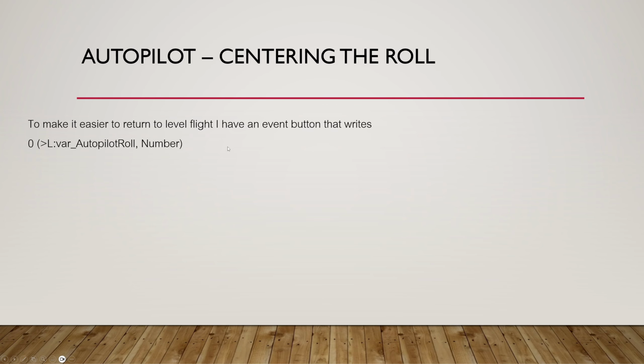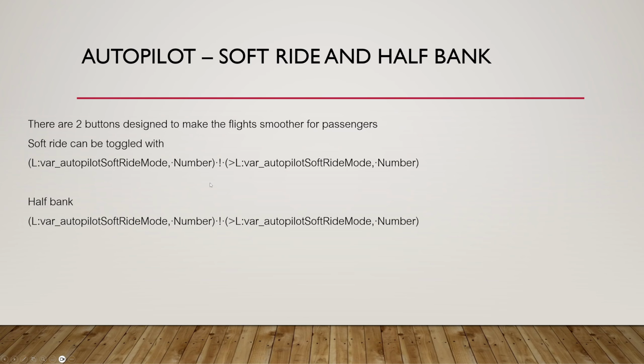So there's my centering. Soft ride and half bank, again, really easy. Just writing a little script here, which when you press the button, it'll engage soft ride or disengage. It's just a toggle piece of script, and the same for the half.